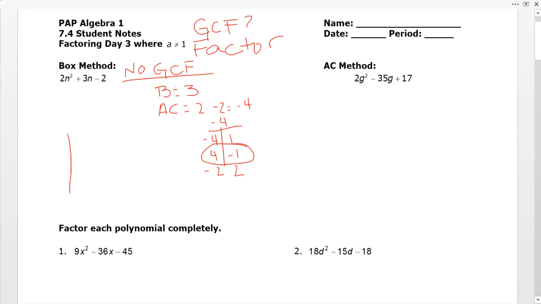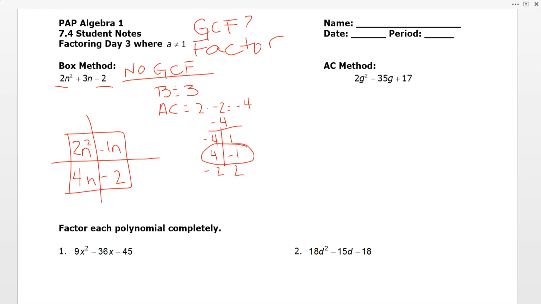So I'm going to make my box. I'm going to put the first number, 2n squared, in the first box, upper left. I put my negative 2 in the bottom right. Instead of 3n, I'm going to put a 4n and a negative 1n, and it doesn't matter what box they're in. Either one of those catty corner boxes work.